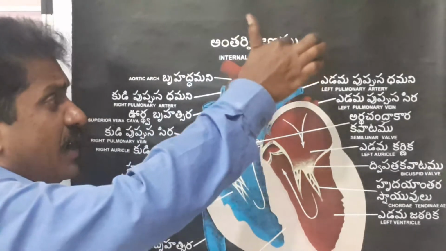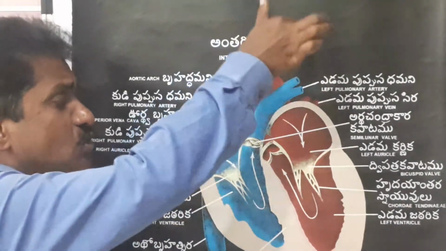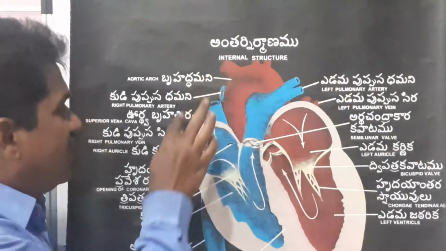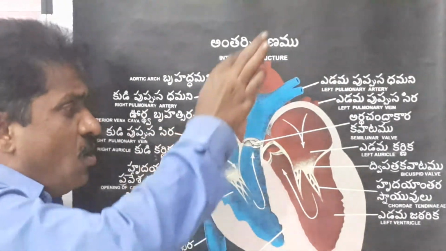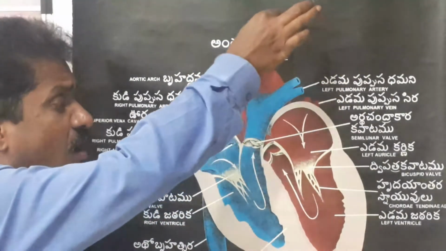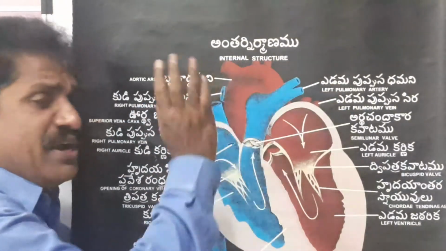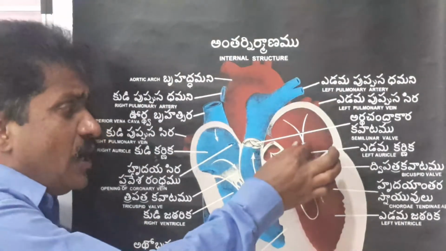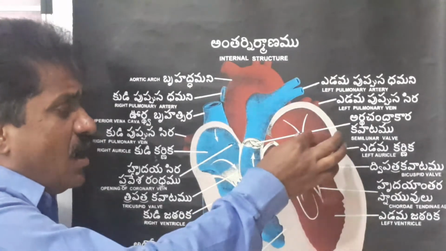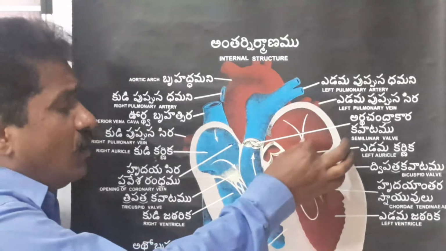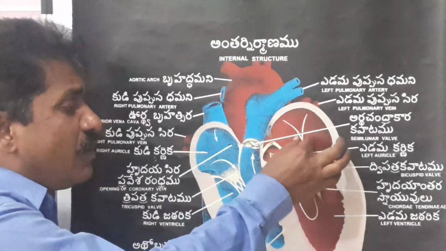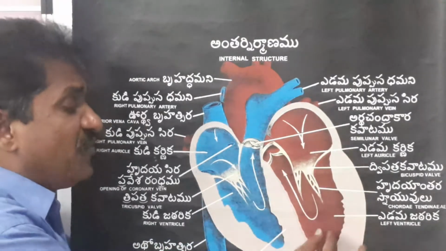That oxygenated blood enters from lungs to heart through pulmonary veins. This is the left pulmonary vein, this is the right pulmonary vein. Through pulmonary vein, oxygenated blood enters from lungs to left atrium. So left atrium is filled with oxygenated blood. From left atrium, through left auriculoventricular aperture, oxygenated blood enters into left ventricle.